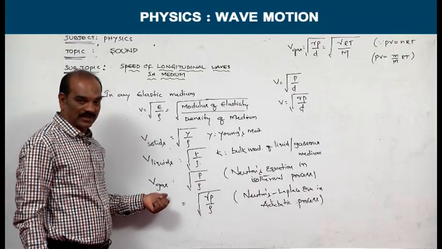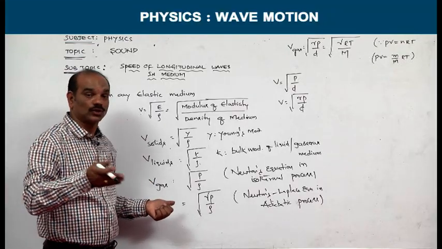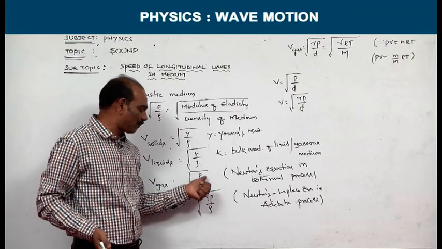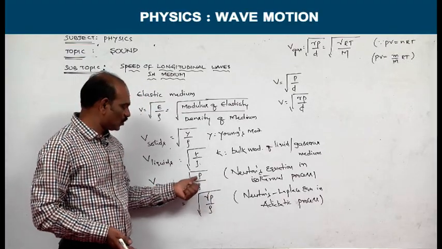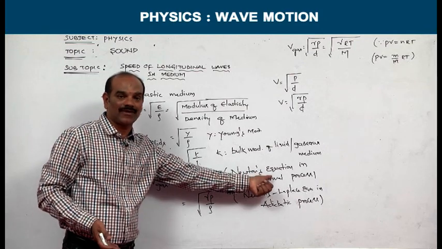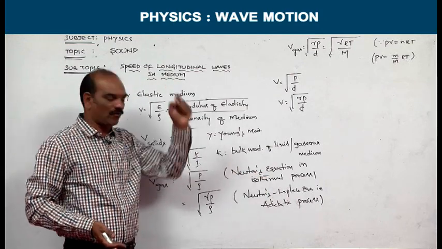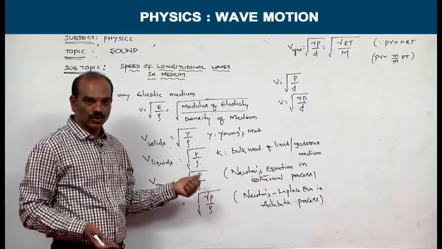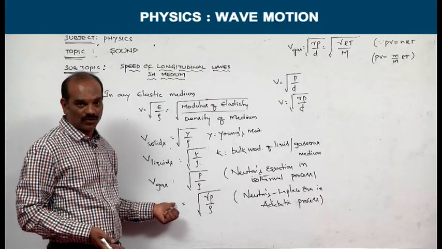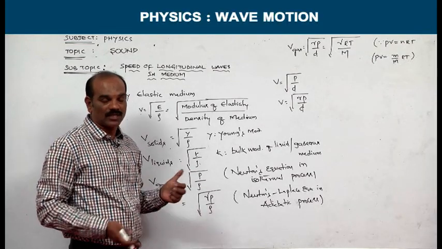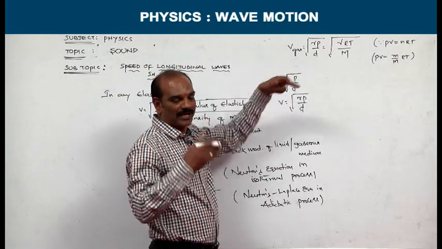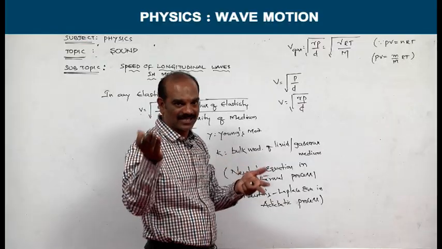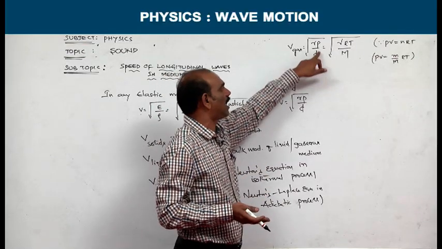So V of gas, the speed of waves through a gaseous medium, is √(P/ρ), where P is the pressure and ρ is the density. This is the formula used for Newton's equation. The later modified form is √(γP/ρ). So for the speed of sound through gases, we use the formula √(γP/ρ). The other form is that the speed of longitudinal waves through a gaseous medium is √(γP/D).